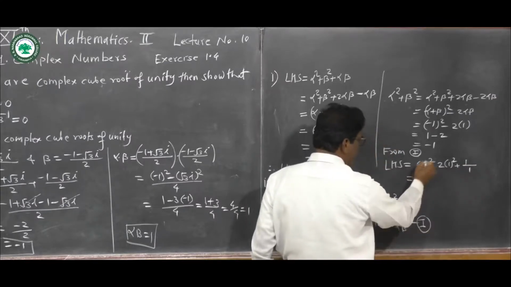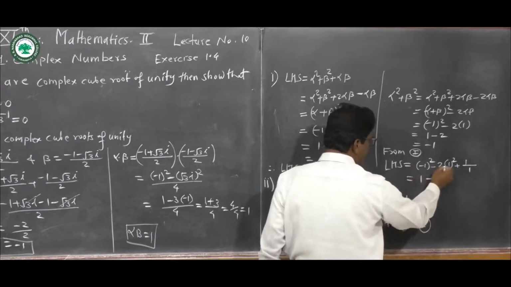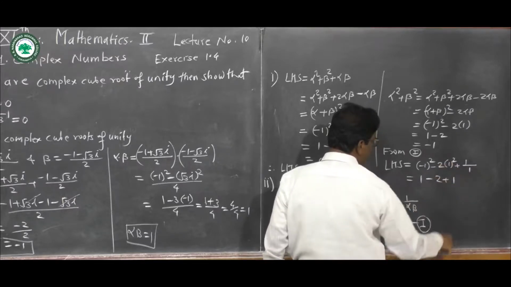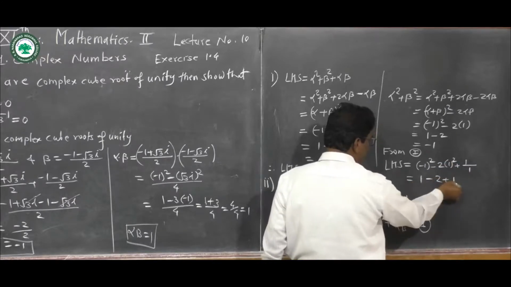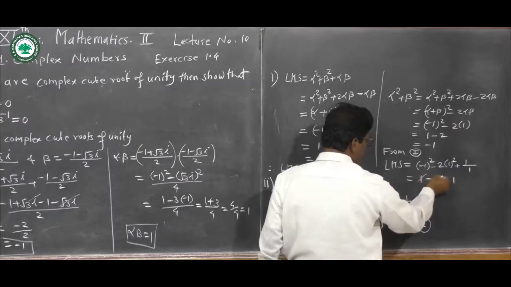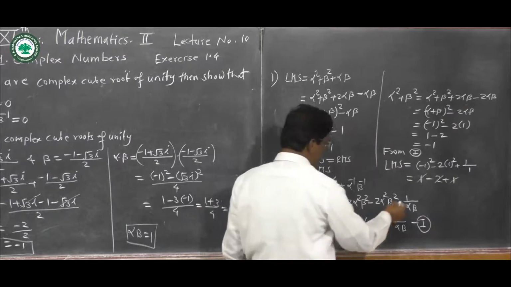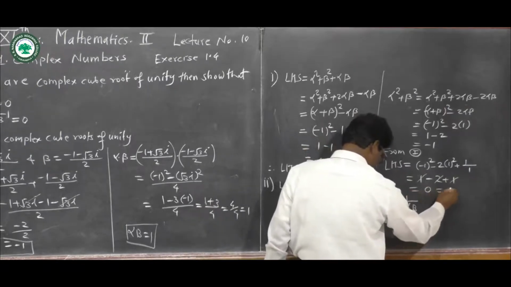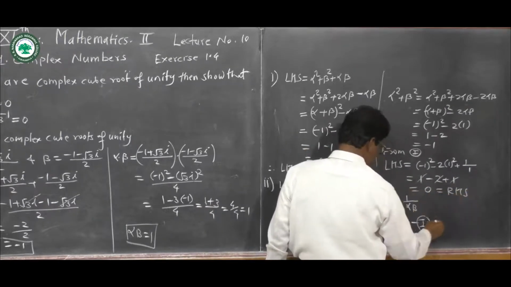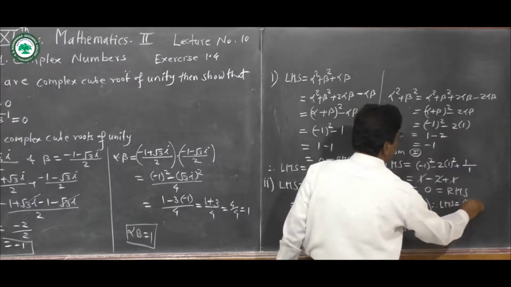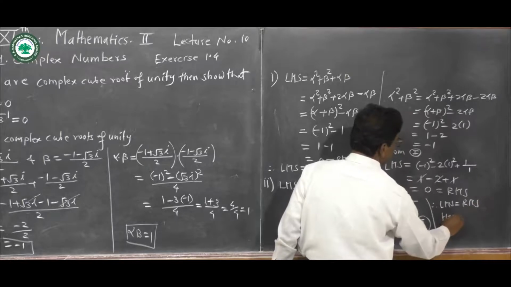So we get minus 1 square is 1, 1 into 2 is 2, and plus 1 upon 1 is 1. Here 1 plus 1 is 2, and 2 minus 2 is 0. So this minus 2 and plus 2 get cancelled and it is equal to 0, and this is equal to RHS. Therefore LHS is equal to RHS, hence proved.